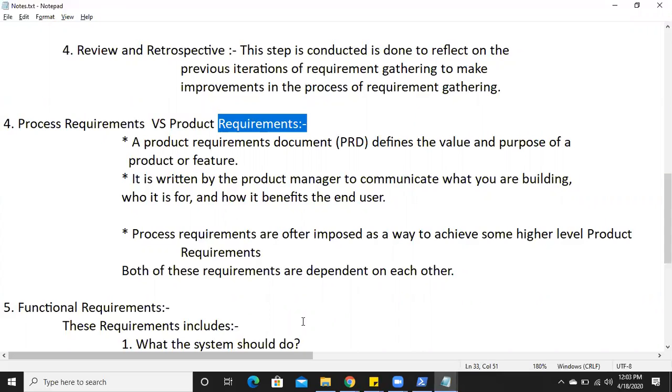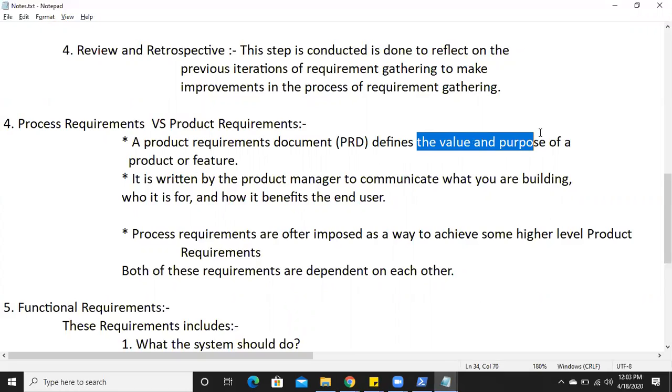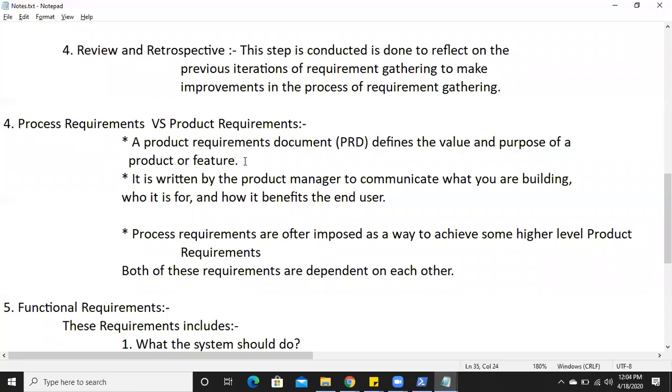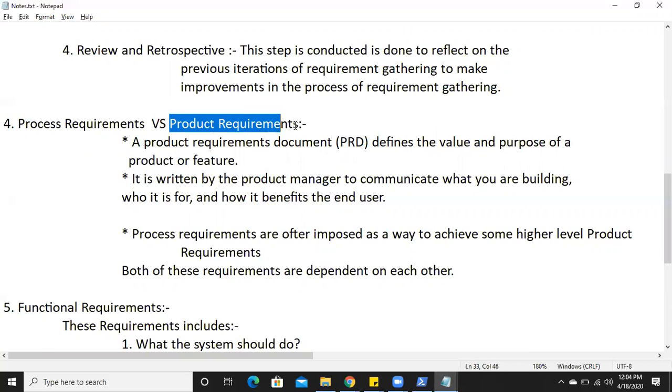Product requirement is basically finalized by the system analyst by doing discussion with our client, because only the client is the one who knows the value as well as the purpose of that particular product. So I hope you get something about product requirement. If I repeat, product requirement is nothing but the value, or the purpose behind building it. All right, so that is the product requirement.